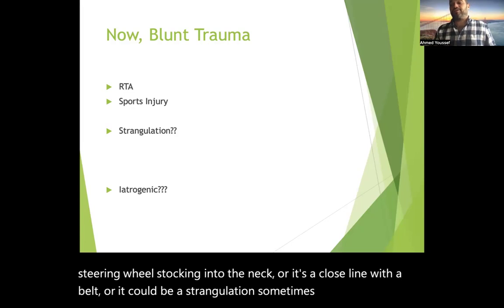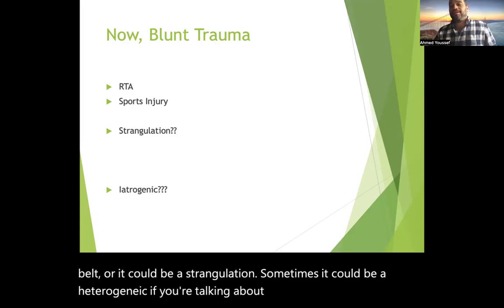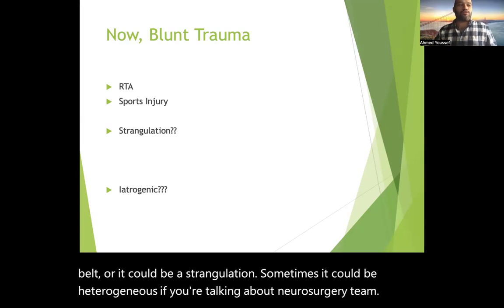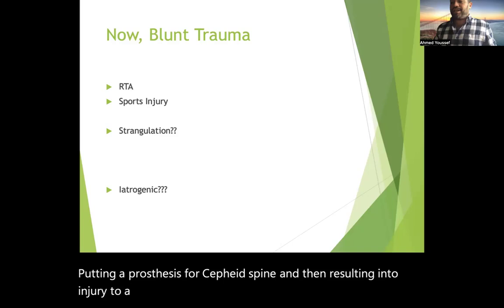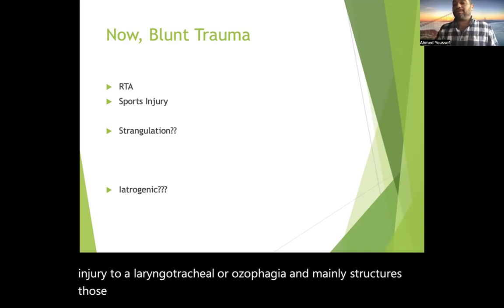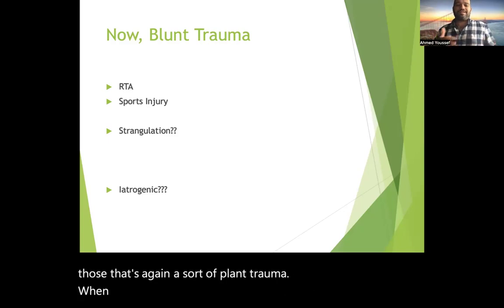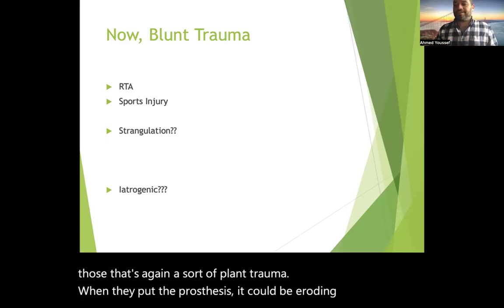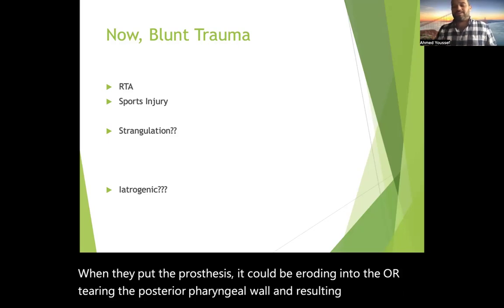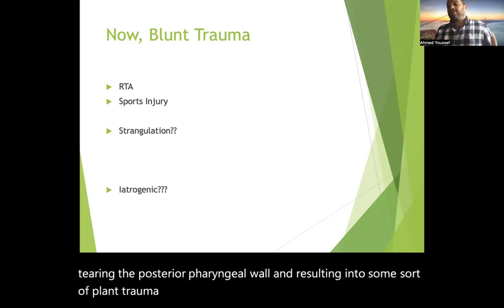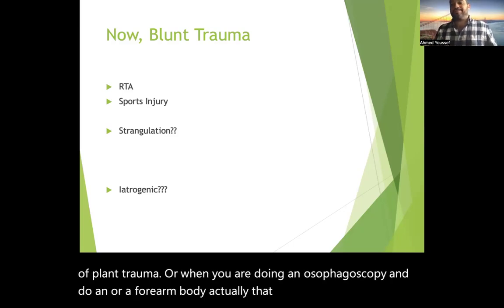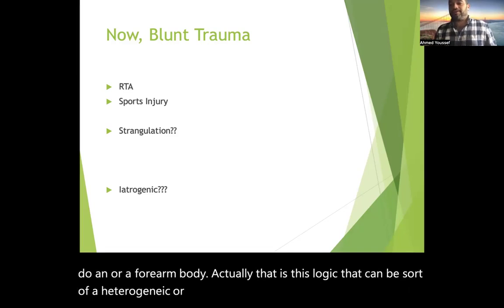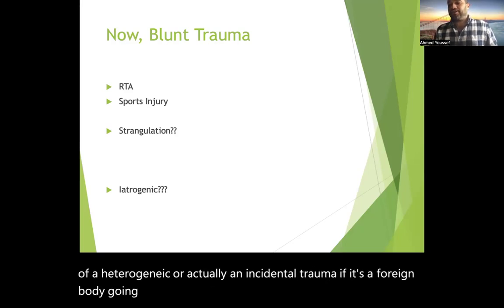Sometimes it could be iatrogenic, if you're talking about a neurosurgery team putting a prosthesis to fix the spine and then resulting in injury to mainly laryngotracheal or esophageal structures. So that's again a sort of blunt trauma. When they put the prosthesis, it could be eroding into or tearing the posterior pharyngeal wall. Or when you are doing an oesophagoscopy, or a foreign body that is dislodged, it can be an incidental trauma if it's going outside the pharyngeal wall.